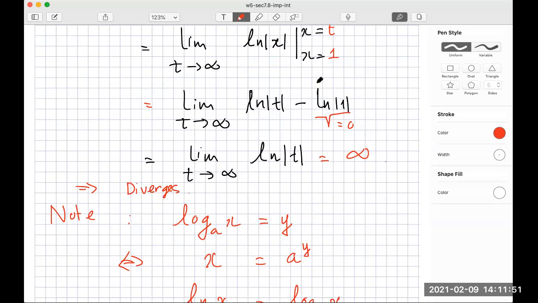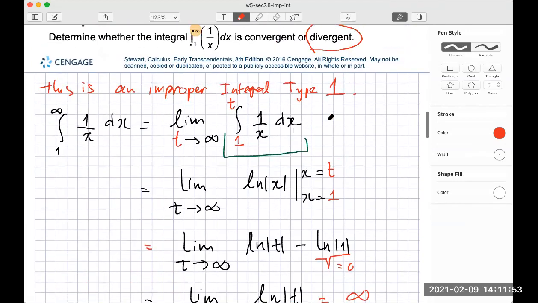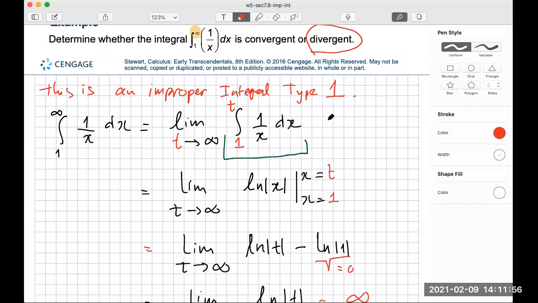This integral diverges, or it is divergent. That's it. Okay. Do you have any question up to this point? Is it clear, the idea? Very well.